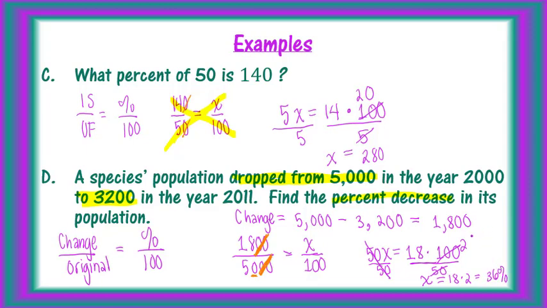So the percent decrease is 36%. The population of 5,000 decreased 36% from 2000 to 2011, leaving us with a population of 3,200.